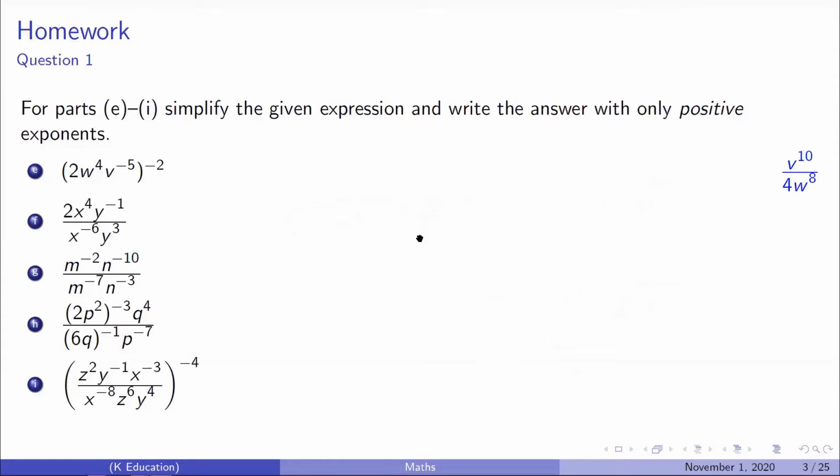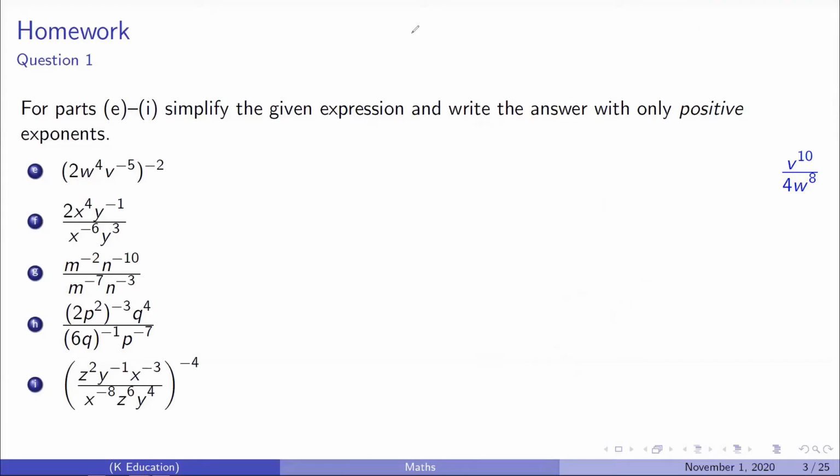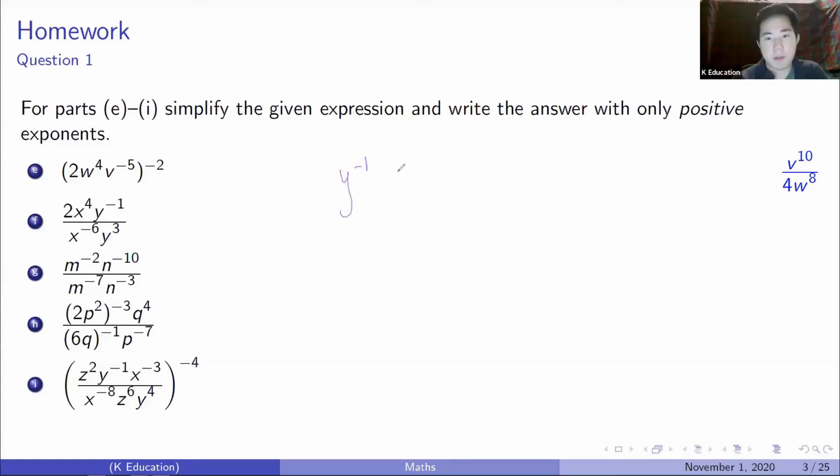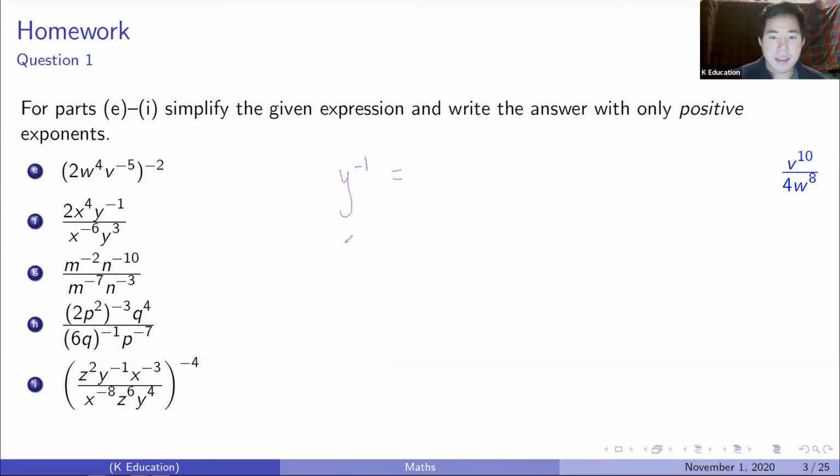Molly, F, how did you do that? I didn't do that. I wasn't sure. Okay, let's try it now. So what is y to the power of minus 1? What does that mean? Y times minus y? No, not quite. It means 1 over y.